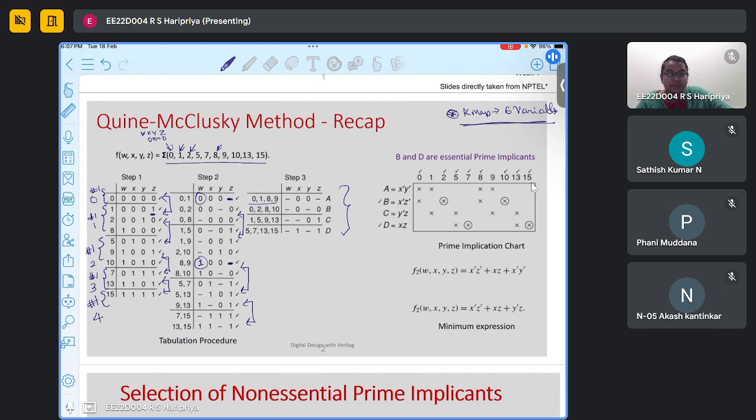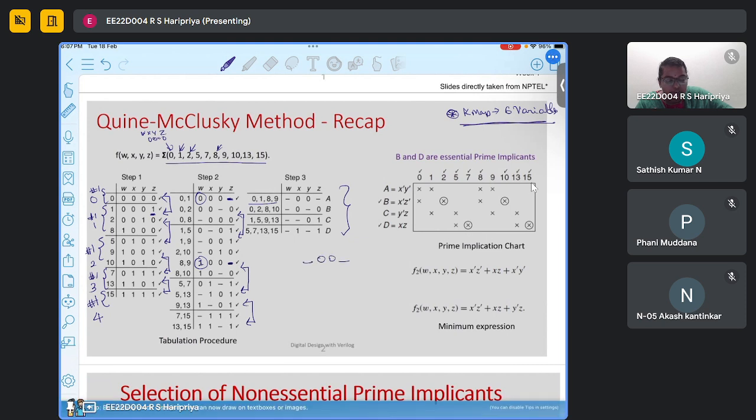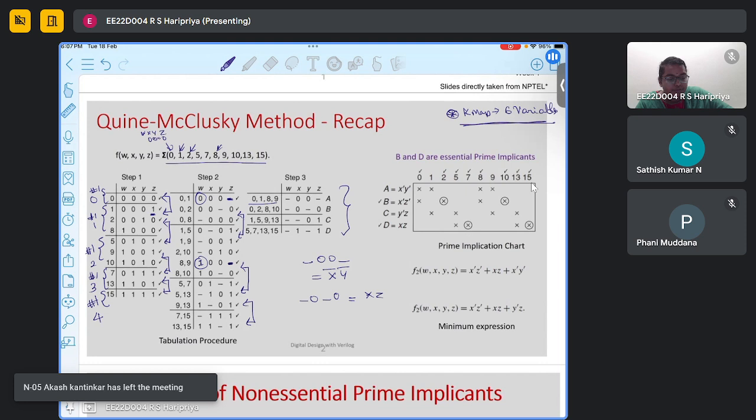Now we have to find the essential prime implicants. We plot an essential prime implicant chart, and the minterms are obtained from here. For this one the equivalent term is x bar y bar, and for this one it is x z. With these, this particular minterm is covered only by B, and similarly this one only by D. So B and D are the essential prime implicants, and the leftover terms we need to cover are 1 and 9.